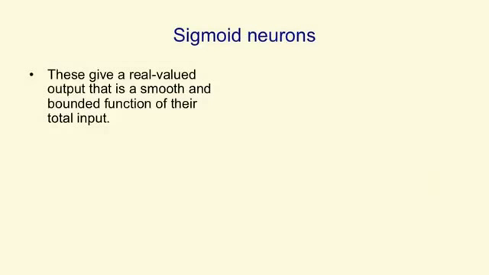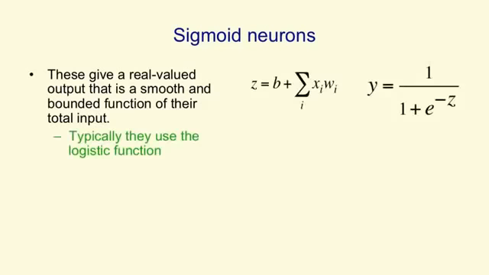The neurons that we'll use a lot in this course, and are probably the commonest kinds of neurons to use in artificial neural nets, are sigmoid neurons. They give a real valued output that is a smooth and bounded function of their total input. It's typical to use the logistic function, where the total input is computed as before, as a bias plus what comes in on the input lines weighted. The output for a logistic neuron is 1 over 1 plus e to the minus the total input.